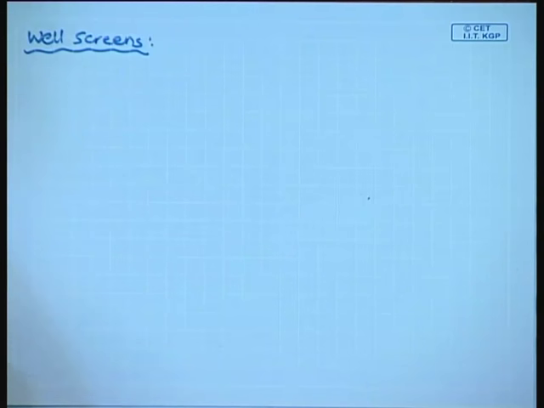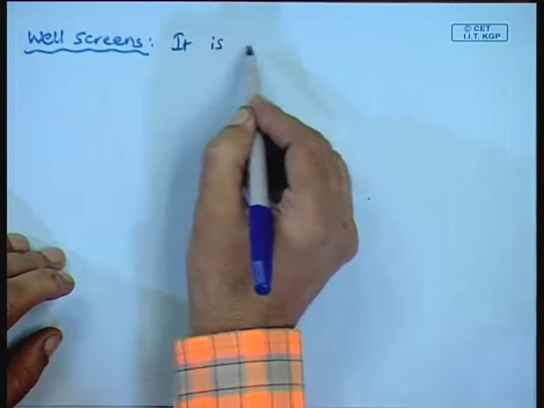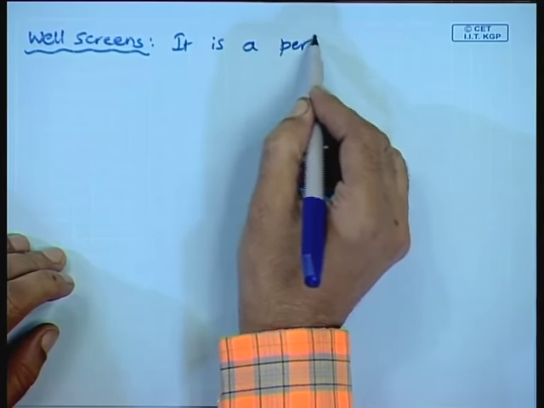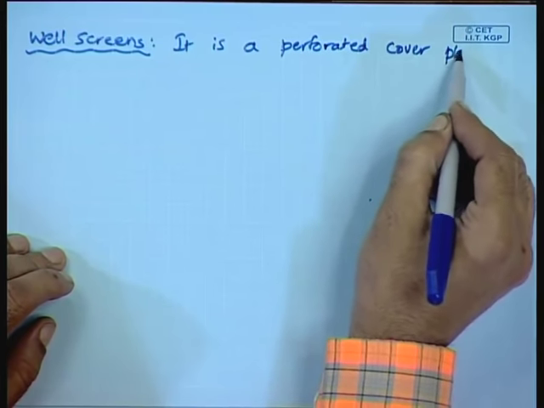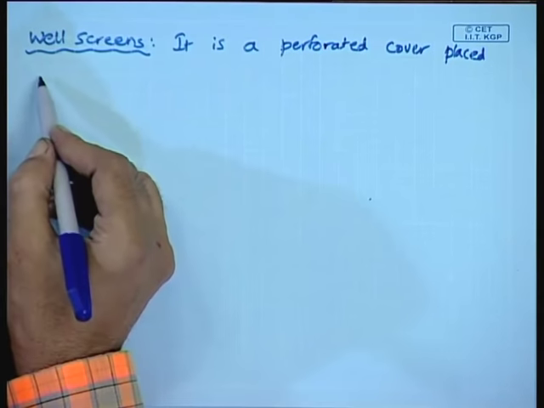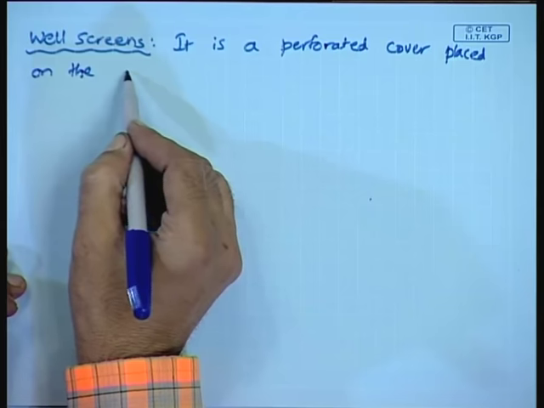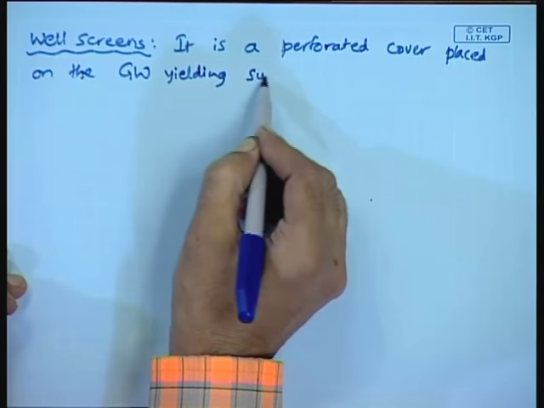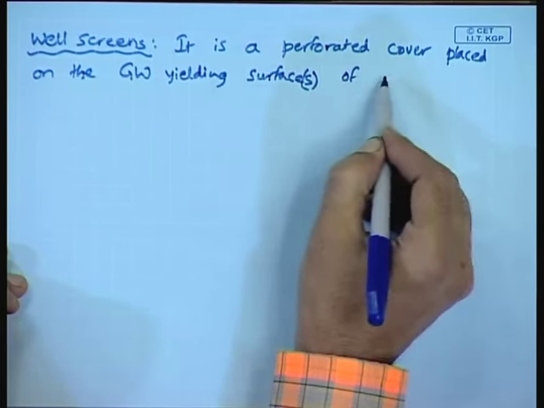So the well screen is a perforated cover placed on the groundwater yielding surfaces of a well.